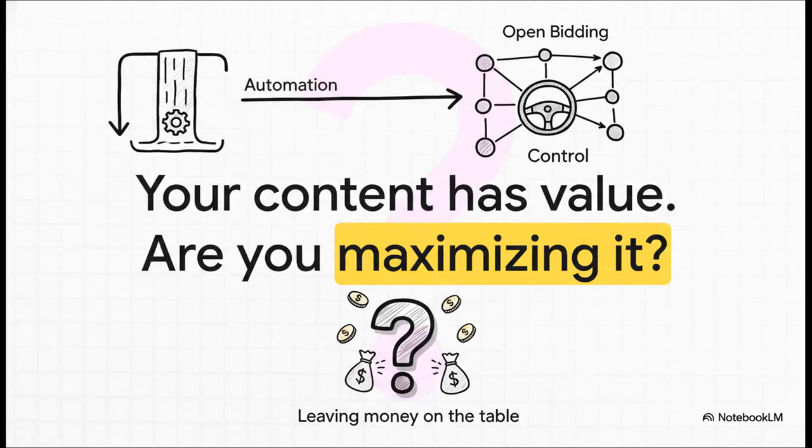So what's the big takeaway here? It's this. The path from AdSense to Ad Manager, from that old waterfall system to open bidding. It's a journey. It's a journey from simple automation to powerful, granular control. And every step you take on that journey gives you more power to capture the true value of the audience you've worked so incredibly hard to build. So the final question isn't just, are you leaving money on the table? The real question is, do you even have the right tools to see how much you're leaving behind?